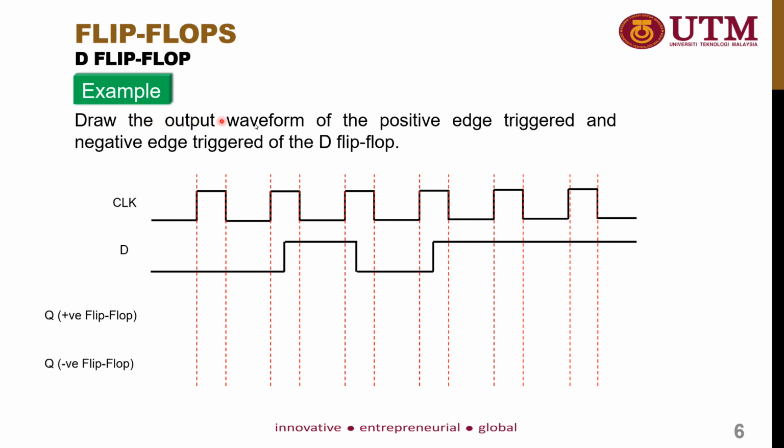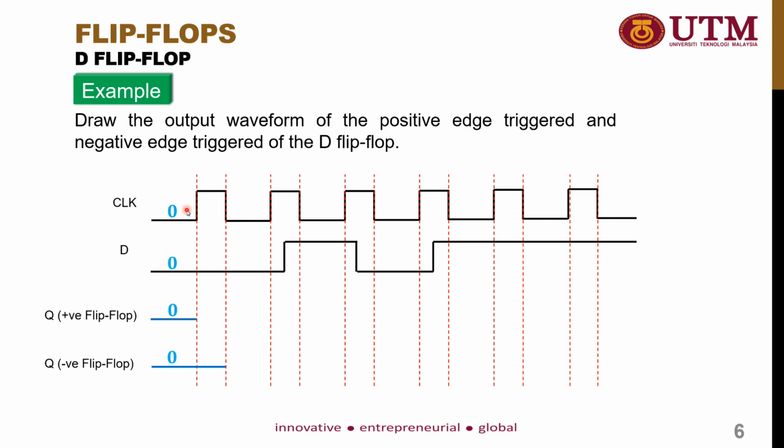Draw the output waveform of the positive edge triggered and negative edge triggered D flip-flop. So this question asks you to draw the two types of waveform which are generated by the positive edge flip-flop and also the negative edge flip-flop. First, I will show you how to draw the positive edge flip-flop. The first thing is we need to observe the input signals, which are the clock and the D. You see here that the clock is 0 and the D is 0. So the initial output of Q positive and Q negative will become 0.